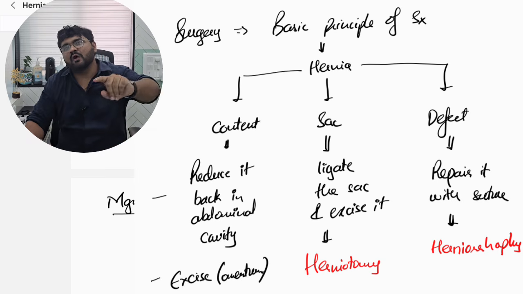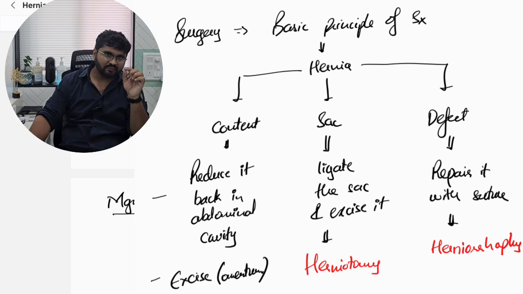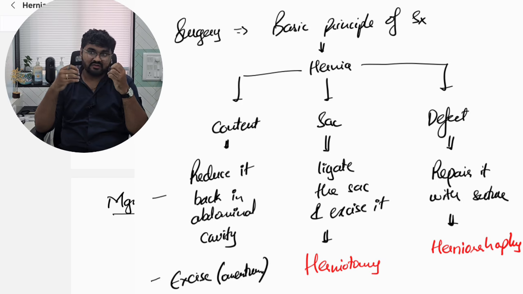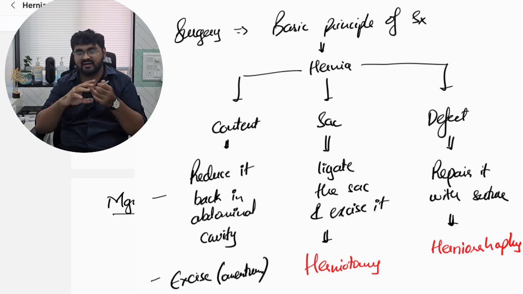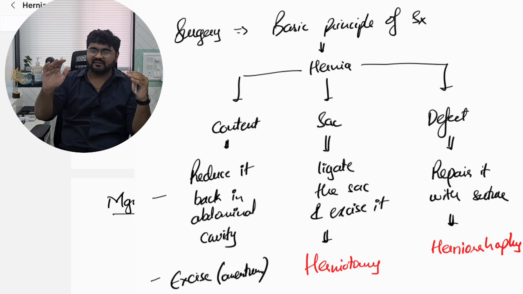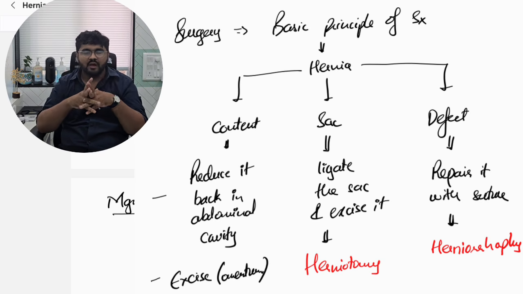Second is the sac. How will you deal with the sac? Usually, you need to open it, reduce the content, and ligate the sac. This is true mainly for indirect hernias. In direct hernias, the sac is coming through the posterior wall, so you just push it back and repair the posterior wall, and that's it. This is a practical point, more important from the PG point of view: in direct hernia, you need not open the sac or perform herniotomy. In indirect hernia, yes, you have to.